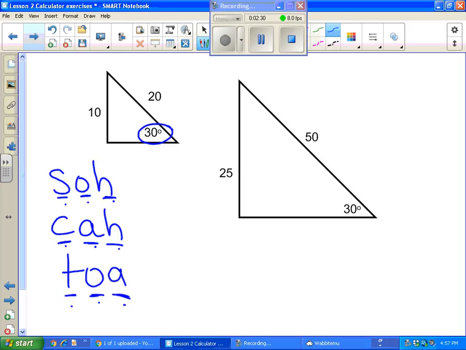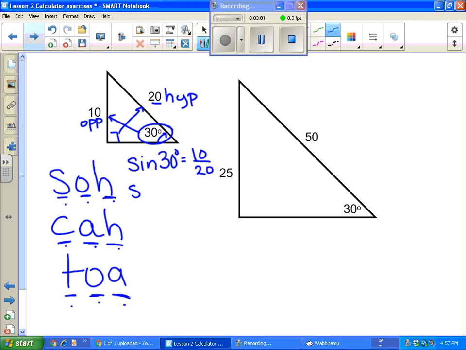Now, keeping that in mind, I want to look and see what I have in this triangle. I have 30 degrees, so I have my angle. I have the side directly across from it that doesn't create it, and that would be opposite. And then I have 20, which is across from 90 degrees, so that would be my hypotenuse. I know I have the sine ratio, so this is sine. And the way I write it is just like I saw it in my foldable. I put the angle after it, so 30 comes next. And then it would equal 10 over 20.